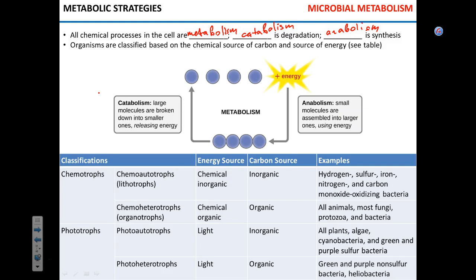With few exceptions on the ocean floor. There's not a lot of light, so there's chemistry there. But here, around us, on the surface, it ultimately starts with light. It may include many steps. Organisms that use light as the source of energy, we call them phototrophs. Organisms that use chemistry, whether it's organic or inorganic chemistry, we call them chemotrophs. Does that make sense?